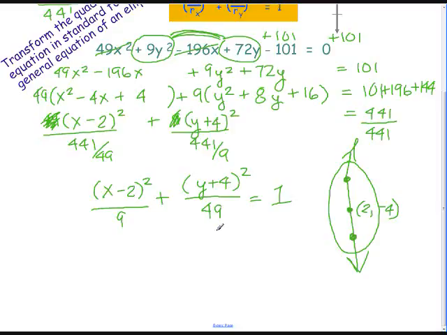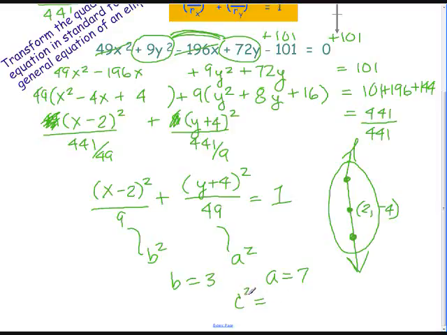What is my a? In this case, this is my a square. The larger one is always your a square. Smaller one is the b square. So I know that this distance from here to here is a equals 7, b equals 3, and what does c equal?